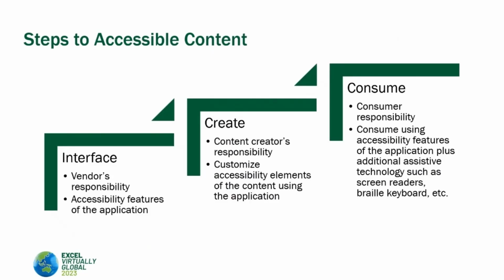There are three crucial steps that must happen before content can be fully accessible. Number one, the vendor must design the application to include accessibility features. This includes features for a person to use the application, as well as the ability for a content creator to customize accessibility elements of the content. This step is the responsibility of the vendor. Microsoft has done an exceptional job in this area for the Microsoft Office products and a bit less stellar for the Power BI application. Number two, the content creator must customize the accessibility elements of the content using the application.